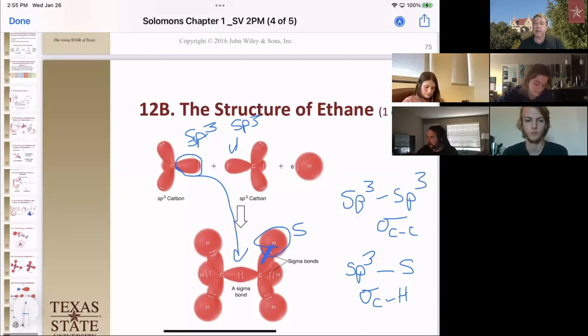And we can have an s bond to an sp3. We can have an sp3 bond to an sp. We can do a bunch of different things like that. So what we want to show you is that there are different ways to do this, but the first carbon-carbon bond we make, that sigma bond, is an sp3 to sp3 bond. All right.